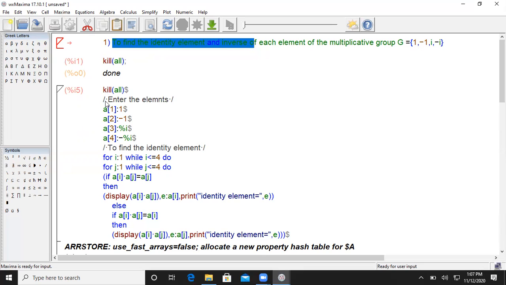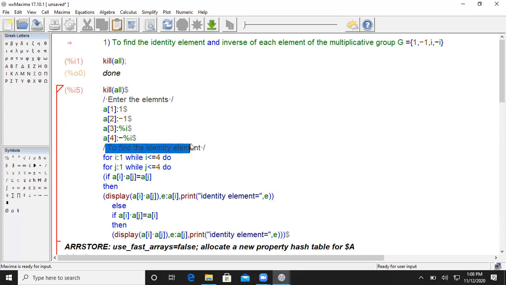First, the main standard symbol here. Next, enter the elements. In the question they are given 1, minus 1, i, minus i. These are the elements. We have initiated the values here: A1 colon 1 is 1, A2 colon minus 1 is minus 1, A3 is equal to i, and A4 is equal to minus i. So we initiated the values of A1, A2, A3 and A4.